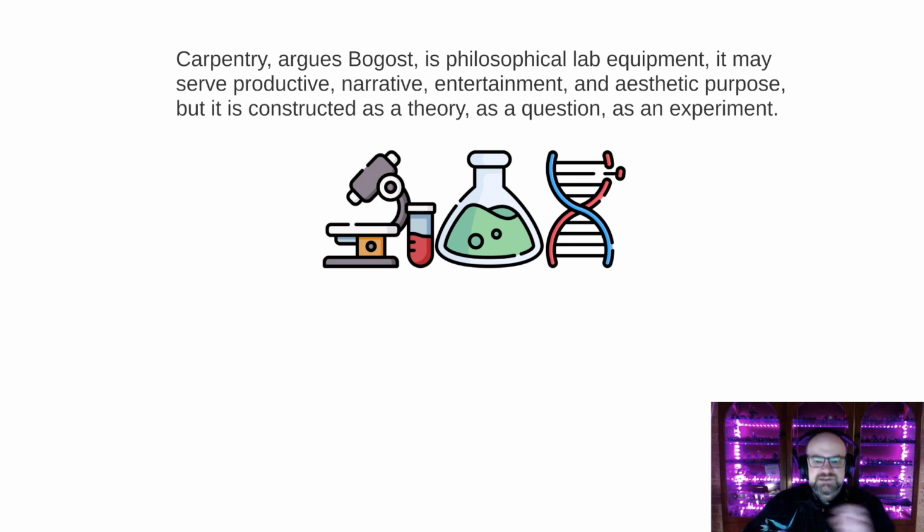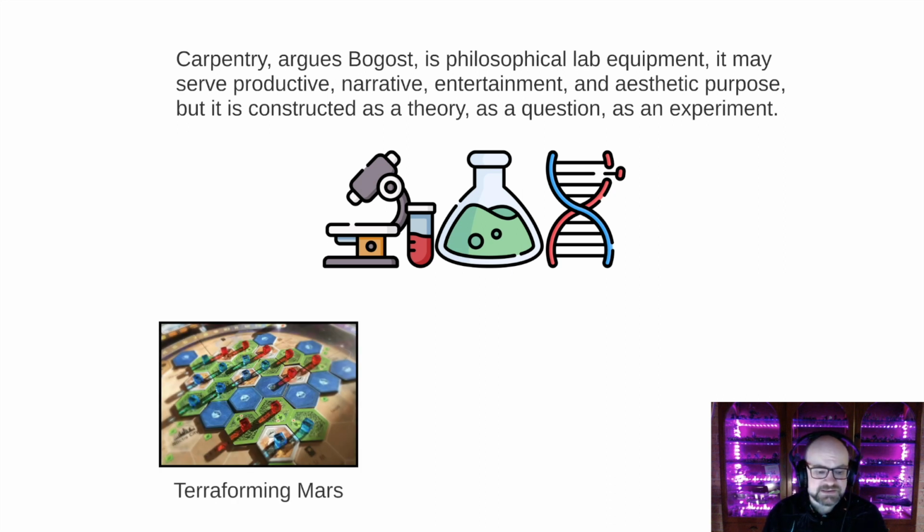So heading towards the end here, but I've just got a couple more examples I want to go through, because carpentry, argues Bogost, is philosophical lab equipment. It may serve productive, narrative, entertainment, and aesthetic purposes, but it is constructed as a theory, as a question, as an experiment. Another one of my favorites that does this, I think, really well is Terraforming Mars. And you can see from the example, this is amazing object relations between these little hex squares, these little cubes that you place on them.